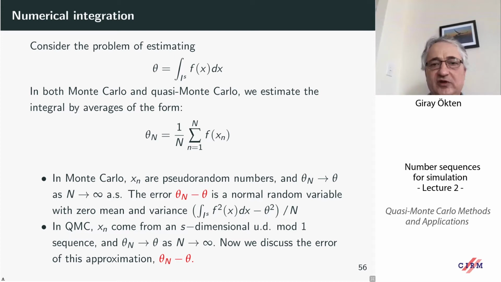In quasi-Monte Carlo, the xn's are now coming from an s-dimensional UD mod 1 sequence. There's nothing probabilistic about this. And then theta n converges to theta as n goes to infinity, and that's one of the theorems that we talked about before. Now what we are interested in is what can we say about this error, theta n minus theta.